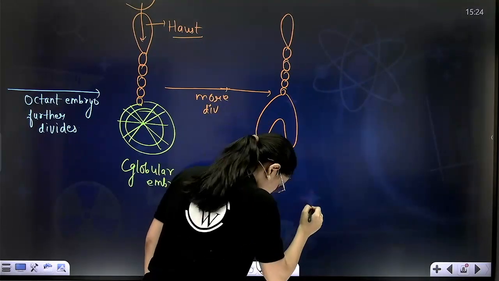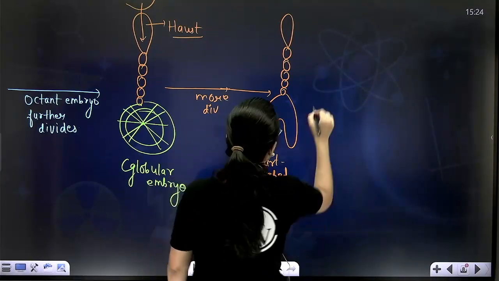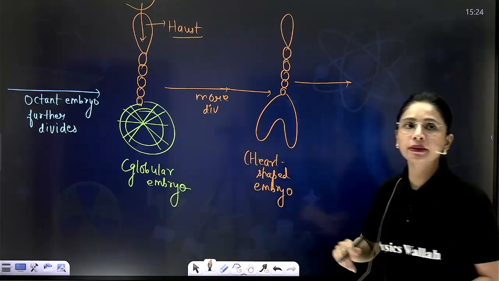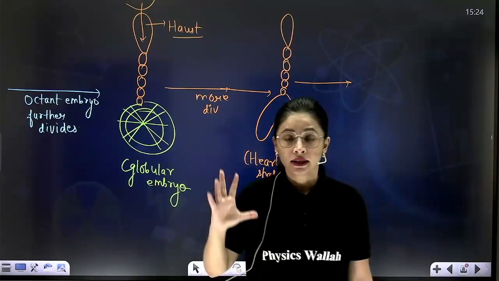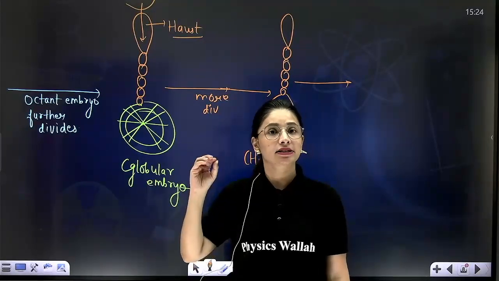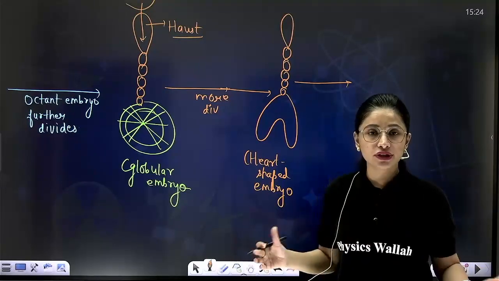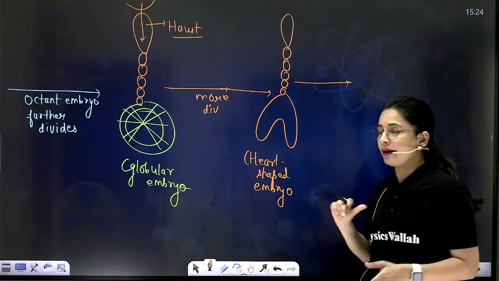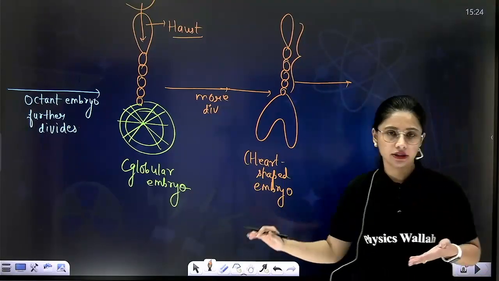Now, heart-shaped embryo. Now what is going to happen, beta? Almost the development of the embryo is done. The nutrition almost from the endosperm has been extracted. At the last, when complete nutrition is extracted and the complete embryo is going to develop, this suspensor is going to degenerate.